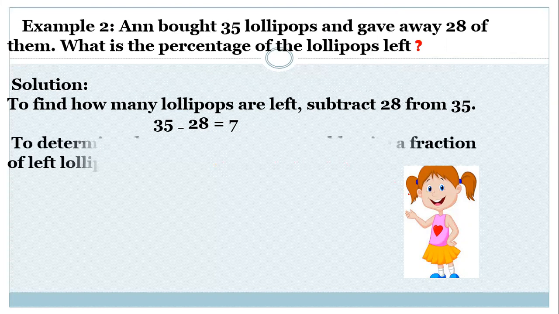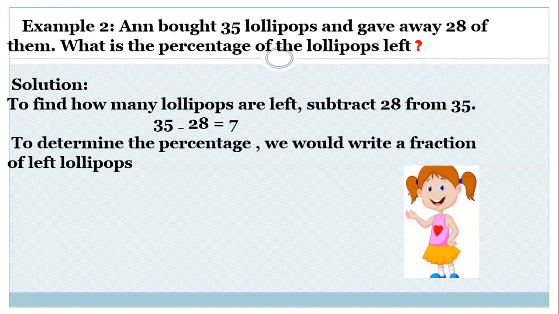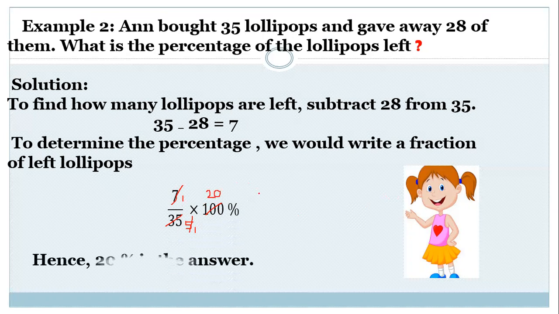We want in percentage. So we will write it as a fractional form of lollipops that are left. The part will be in numerator and the whole number will be in denominator as 7 upon 35 multiplied by 100%. Simplification. 7 times 1 is 7 and 7 times 5 is 35. 5 times 1 is 5 and 5 times 20 is 100. We will get 20 as our answer.